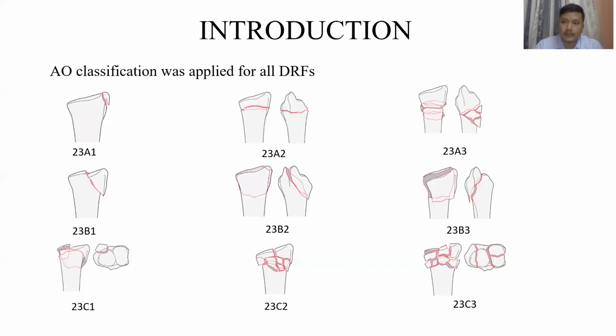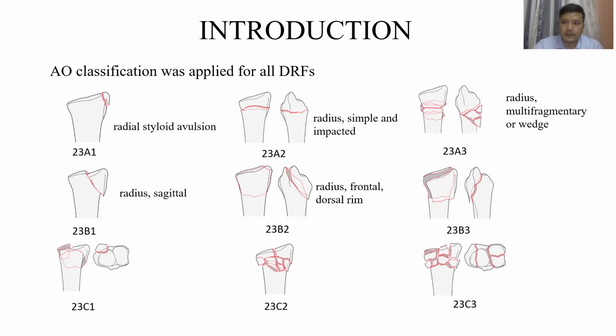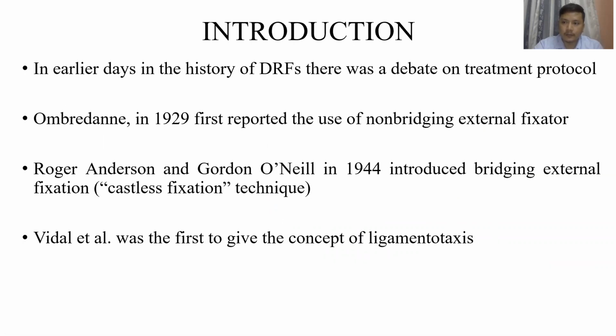All the fractures were classified according to the AO classification. There are also other classifications. According to the AO classification, A is extra-articular, B is partial articular, and C is complete articular.